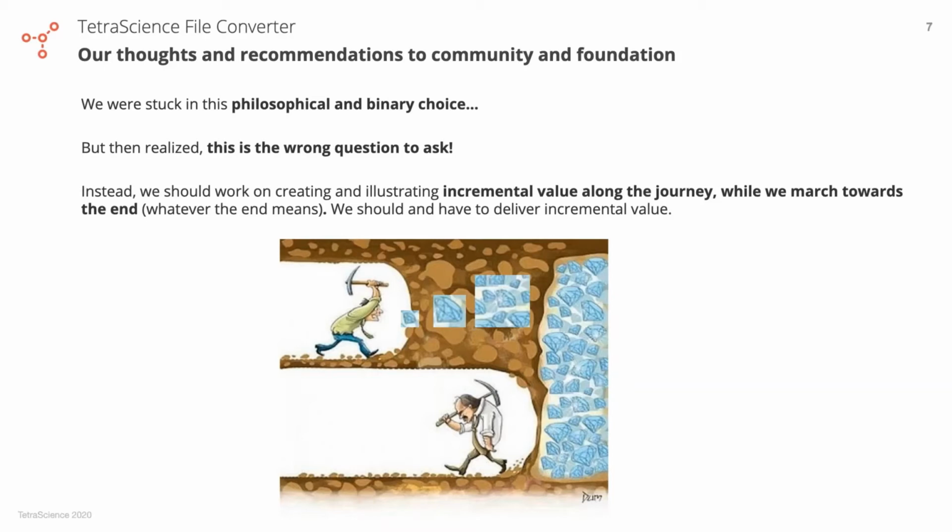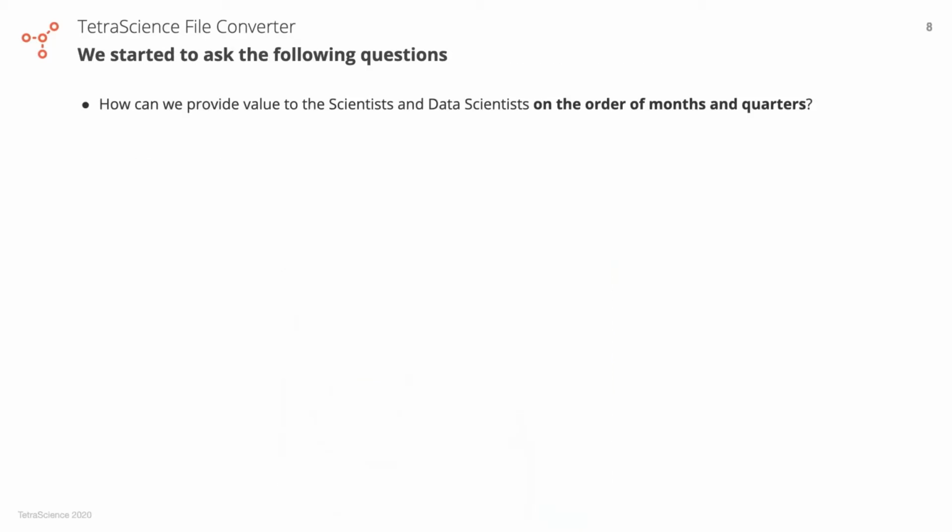This guy on the top, while he's digging this tunnel, should be entitled to discover incremental value, like one diamond, another diamond, and a bucket of them, right? And that is healthy, and that's constructive, and that's sustainable. So we started to ask the following questions. How can we, TetraScience, provide value to the scientists and data scientists on the order of months and quarters, like 1 month, 2 months, 4 months, 5 months? That's the time window.